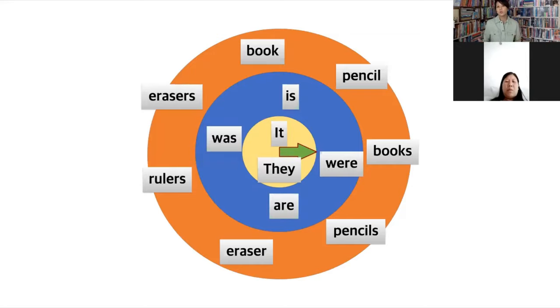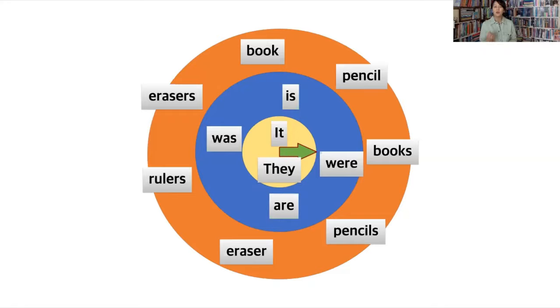So not only using books, sometimes if you use tools like this, they can practice more and recognize better too. So this is "they were books" or "they are books." Comparatively, they can see present tenses and past tenses together. So this is a good way to teach.